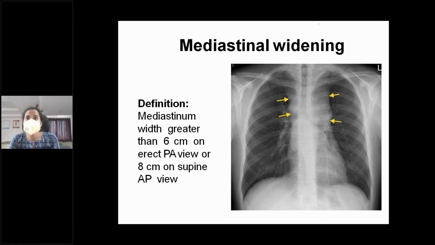Now the space is bounded anteriorly by the sternum, posteriorly by the vertebrae, and inferiorly by the hemidiaphragm. This space itself constitutes the mediastinum, and it contains multiple structures, as I've already told you. Whenever there is some widening of the mediastinum, it has to be reported, because there is some pathology of the mediastinal structures. So a mediastinum width greater than 6 centimeters on an erect PA view or 8 centimeters on a supine AP view is considered abnormal.